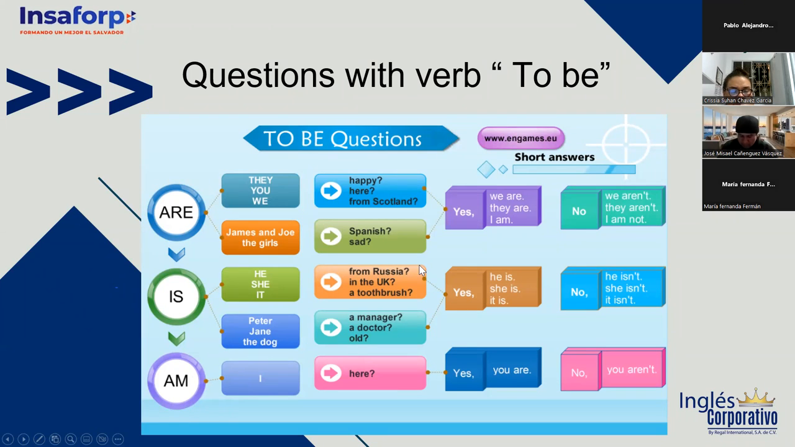Ok. Ahora vamos a las respuestas. Como les decía, son respuestas cortas. Short answers, yes or no. Yes, we are here. Si nosotros vamos a contestarle positivamente, yes, comma, we are. Yes, they are. Yes, I am. Yes, he is. Yes, she is. Yes, it is. Yes, you are. Okay, good.